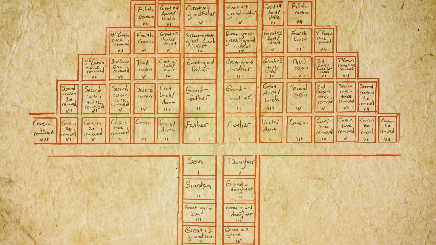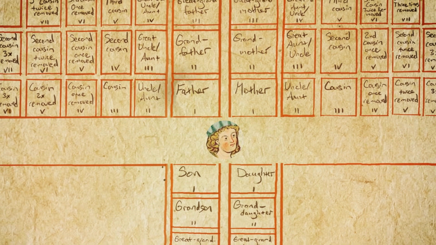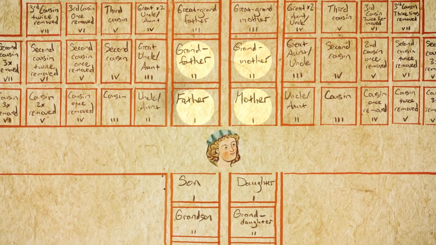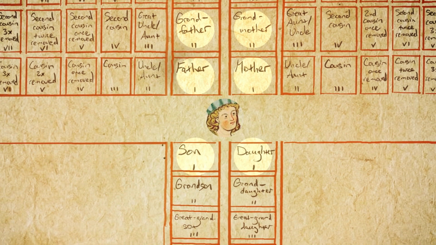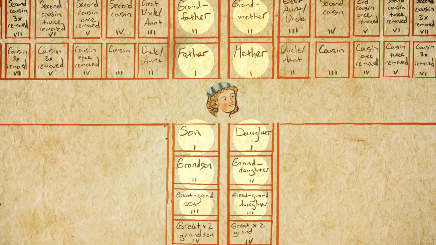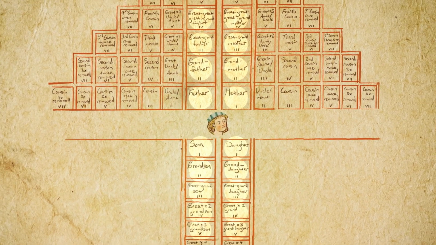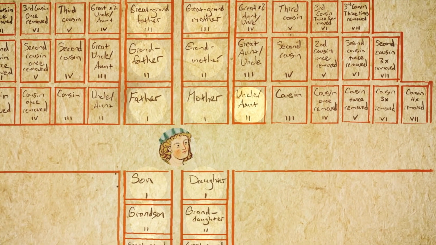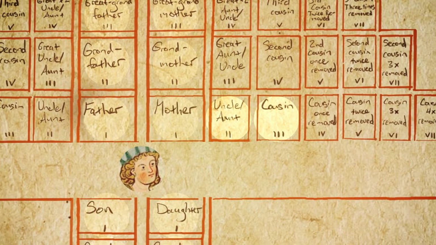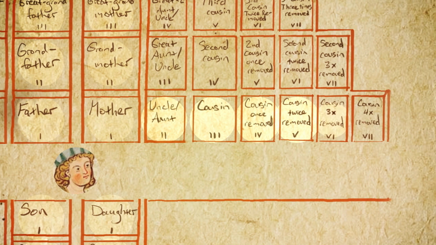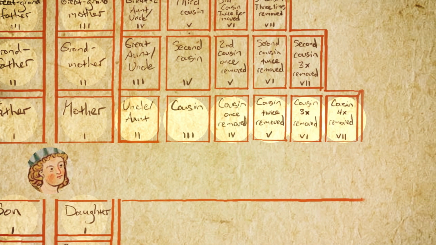I am at the center of the tree. Above me are my parents and grandparents. Below me are my son and daughter, and below them, my grandchildren, and so on, up and down the trunk of the tree. Moving out sideways into the branches are uncles and aunts, first cousins, children of first cousins, grandchildren of first cousins, and on out to their grandchildren.